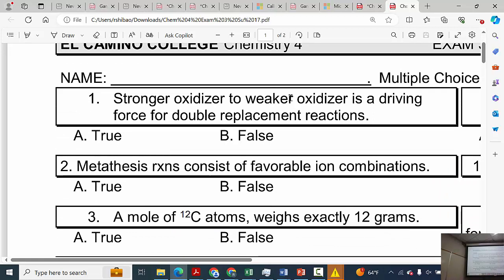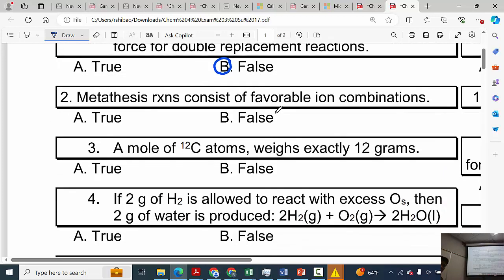Okay, number 1, stronger oxidizers to weaker oxidizers is the driving force for double replacement reactions. What did you put for this? True or false? False. It's not for double replacement. Just for redox. 2, metathesis reactions consist of favorable ion combinations. True.